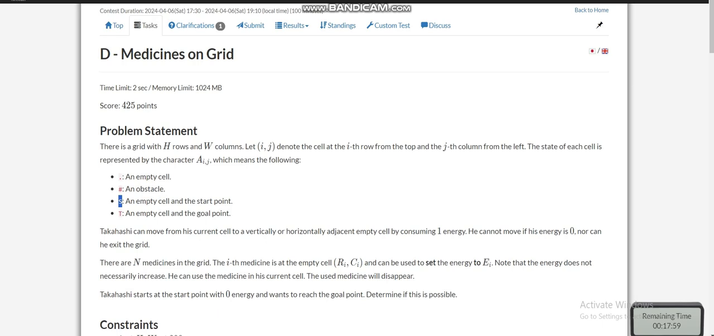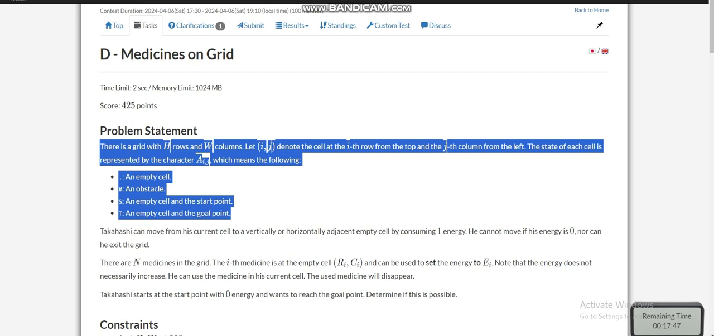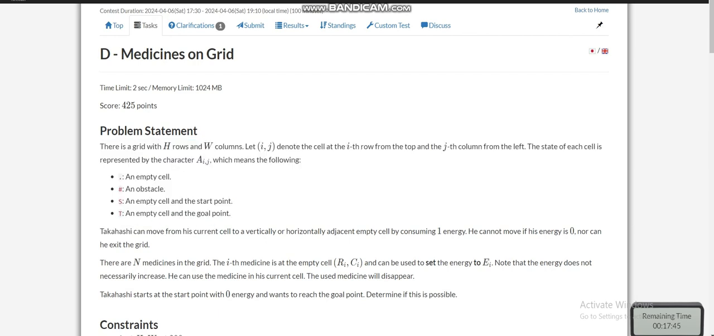Now we can move either horizontally or vertically, and we have to find if there exists a path from source to target. This much of the problem is quite straightforward, and could be solved using simple BFS. But here some other points are also mentioned that are important. There are some pairs Ri, Ci. That means if you are at that particular cell, you can take the medicine and set your energy level to Ei.